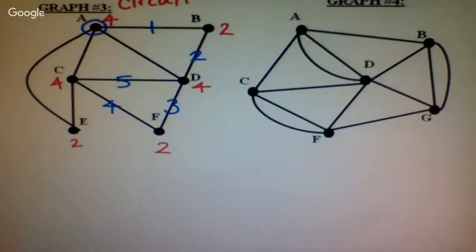We're at D. My only other option is to go up to A. So there's 6. Now I'm at A. I've got an option. Go to C. So there's 7. C has to go to E then. And E goes back up to A.